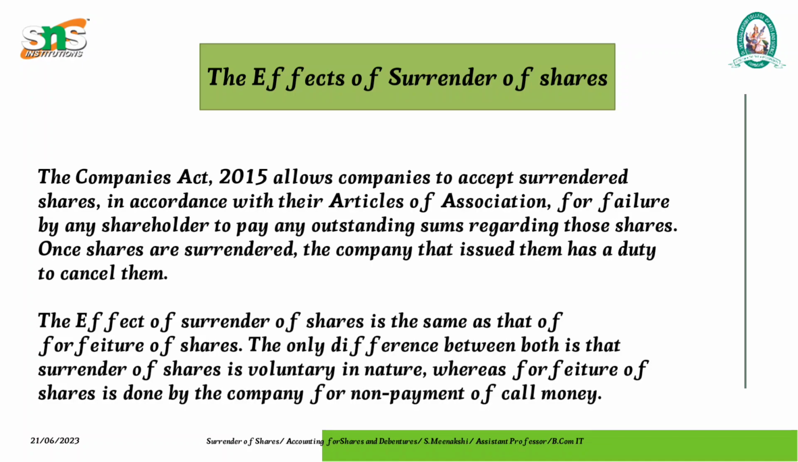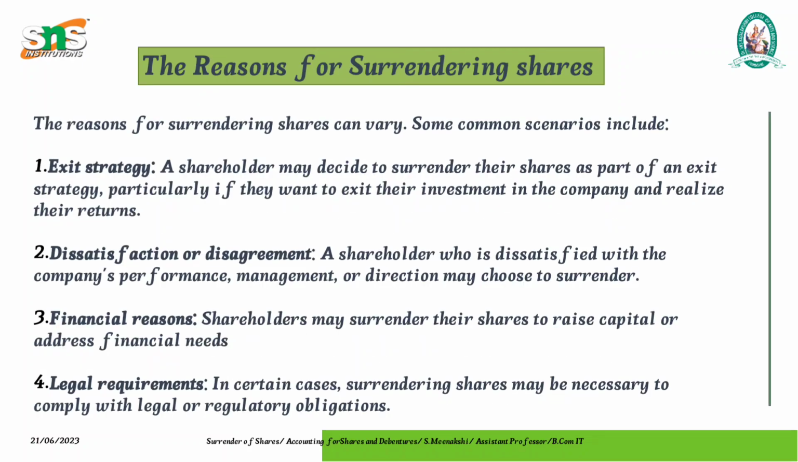The Companies Act 2015 allows companies to accept surrendered shares in accordance with their articles of association, for failure by the shareholder to pay any outstanding sums regarding those shares. Once the shares are surrendered, the company that issued them has a duty to cancel them. The effect of surrender of shares is the same as that of forfeiture. The only difference between the two is that surrender of shares is voluntary in nature, whereas forfeiture of shares is done by the company for non-payment of call money. So all the impacts are the same as in the forfeiture procedure.